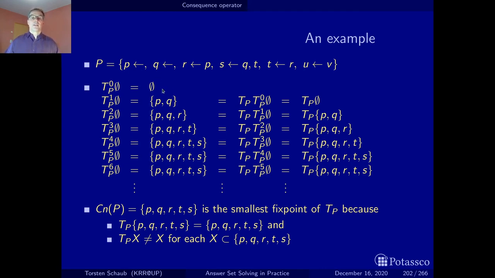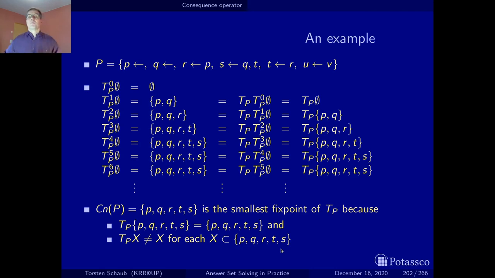We've seen that the empty set is not a fixed point, because if you apply the TP operator to the empty set, you get P and Q out. P and Q is also not a fixed point, because applying the TP operator to P and Q gives us P, Q, and R. And in the same way, P, Q, R, and T is also not a fixed point, right? So we have seen already four subsets that are not fixed points, and there are many more that one would have to verify to be sure that this is actually the smallest fixed point.